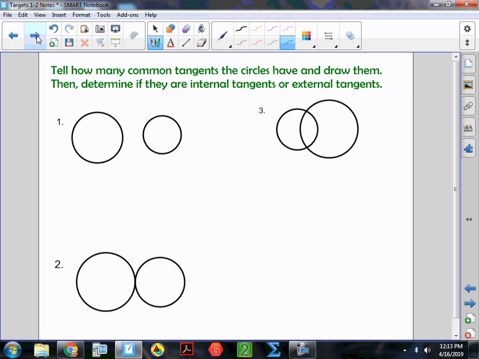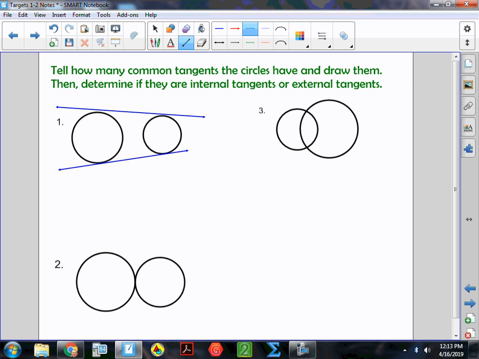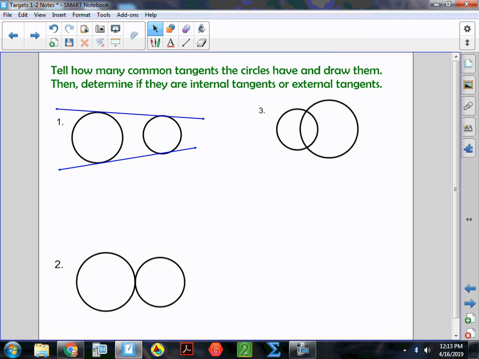One of the notes in class was to draw the tangents the best you could. So that one's a little bit off. An external tangent that is not going through the circles. Those are both considered external. And then I could draw an internal on the same diagram.